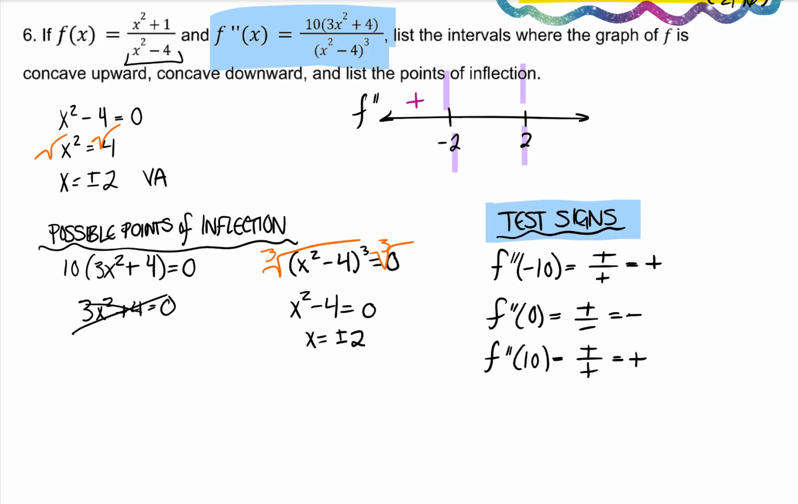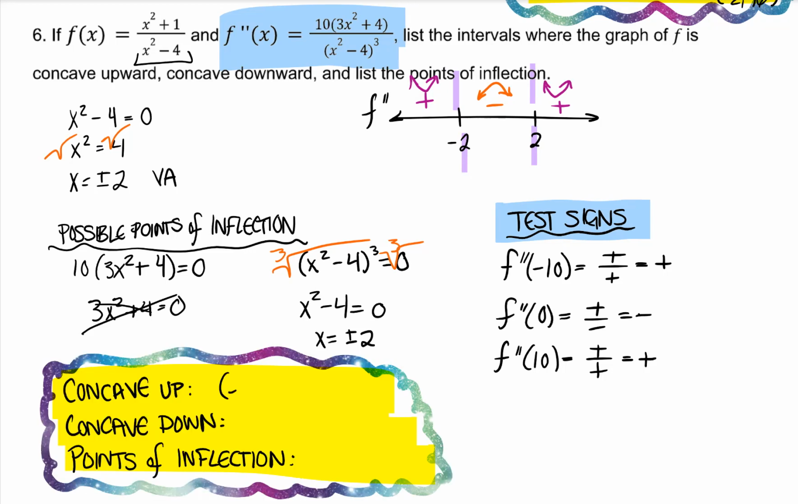F prime prime has a positive interval here, making f concave up. F prime prime is negative here, which means f is concave down. The second derivative is positive here, which means f is concave up. Concave up on -infinity to -2, 2 to infinity. Concave down from -2 to 2.